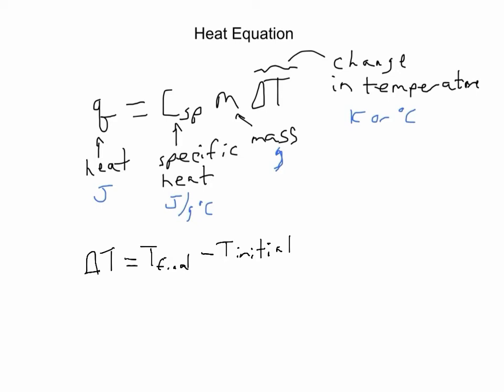When we solve a problem using this equation, we're usually looking for how much energy is released or gained when the temperature changes, or how much energy is needed to change the temperature by a certain amount. We can also find the specific heat of an unknown object, and we could determine its mass if we knew the other variables.